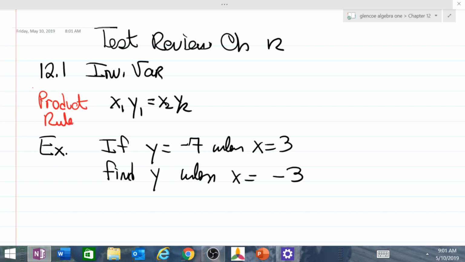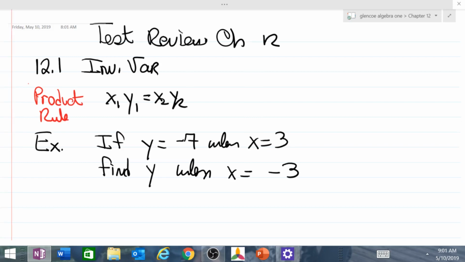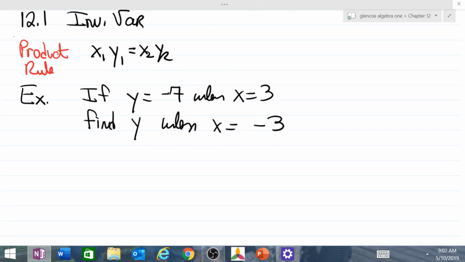Please remember this is a review. If you have a problem with a particular lesson, please go back onto YouTube and watch each lesson as it has been posted. So our first problem is, if y equals negative 7 when x equals 3, find y when x equals negative 3. I write my product rule.